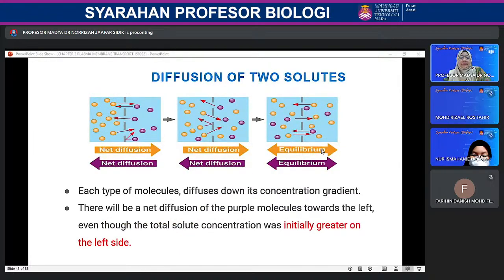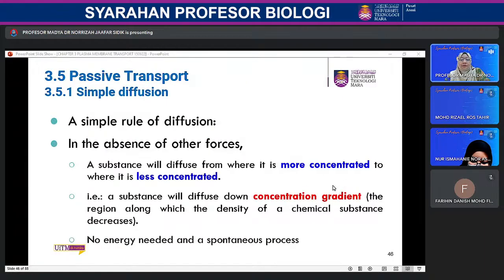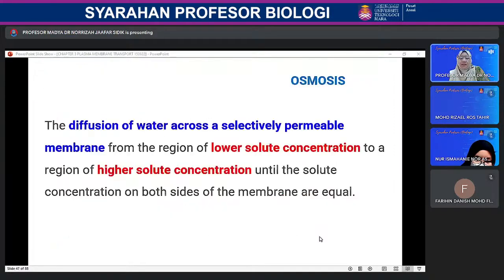Now we look at the diagram here. Each type of molecule diffuses down its concentration gradient. There will be a net diffusion of the purple molecule toward the left, until it reaches the equilibrium state. So that is the simple rule of diffusion.